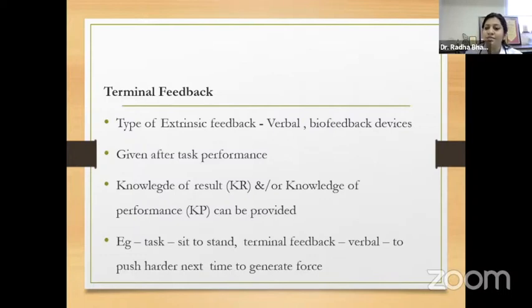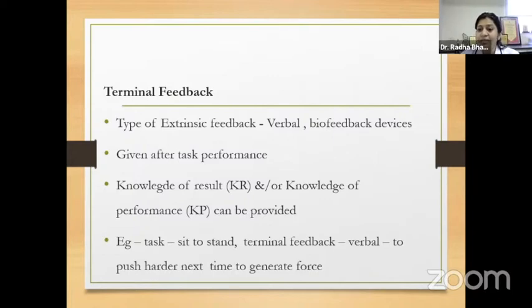Once the task is done, if you want to give knowledge of result, that is, whether the task was accomplished or not, there will be some clapping or some bunnies jumping or something, which is a terminal feedback. Yes, you achieved your target at the end. So that is your terminal feedback. For terminal feedback, knowledge of result as well as knowledge of performance can both be given.